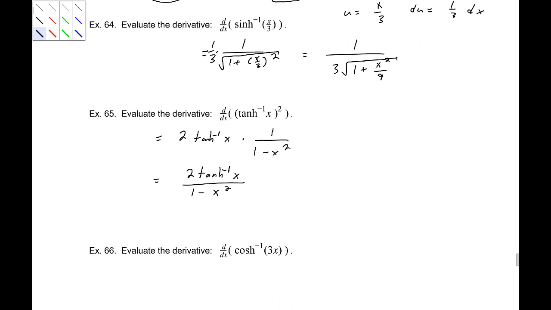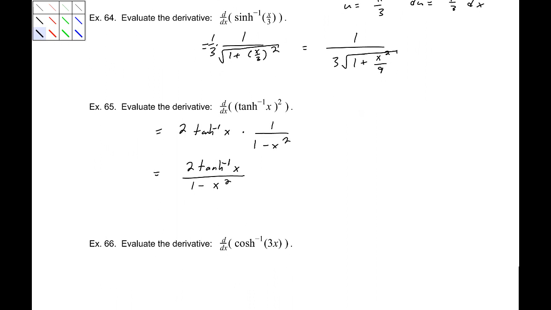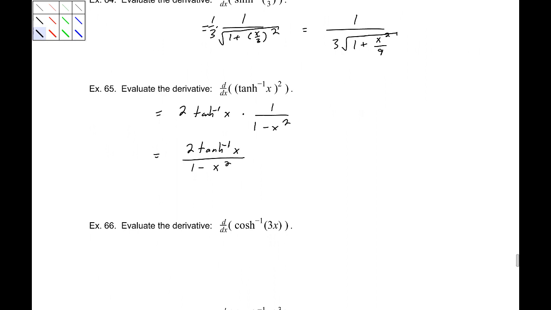Okay, next, inverse hyperbolic cosine. Now we'll have to make sure we take the derivative of that 3x as we go. The derivative of inverse hyperbolic cosine is 1 over the square root of u squared minus 1, so this will be 3x squared minus 1, times the derivative of that inside function, which is 3. So let's make that 3 over the square root of 9x squared minus 1.